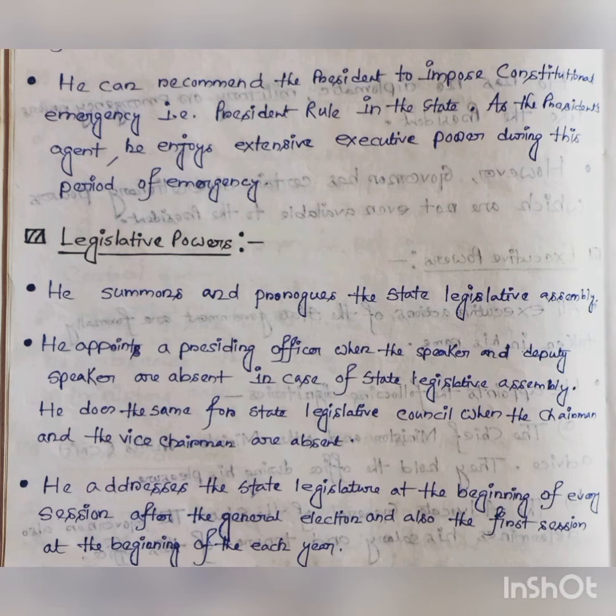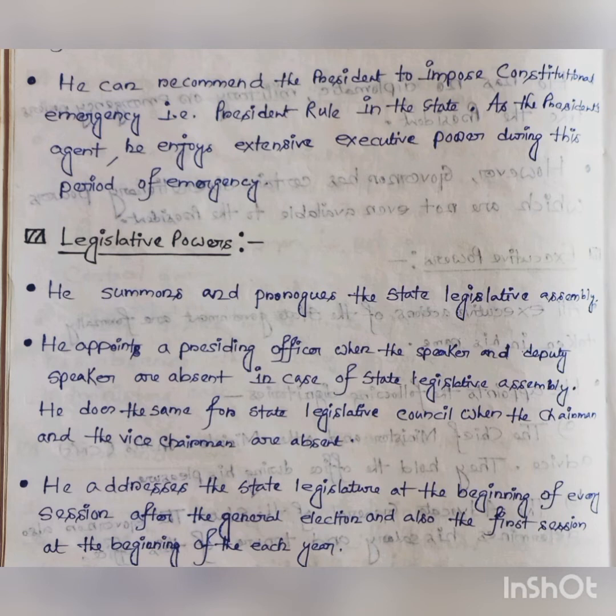He can recommend to the President to impose a constitutional emergency, like President's Rule, under Articles 356 and 365, also known as the state emergency in the state. As the President's agent, he enjoys extensive executive power during a period of emergency.